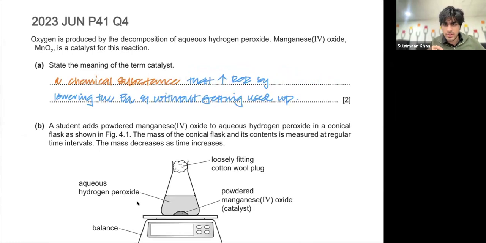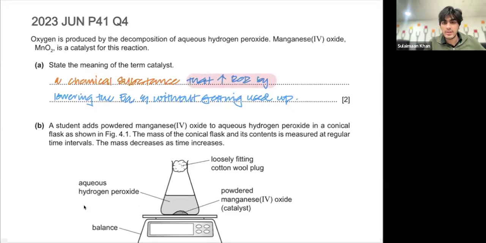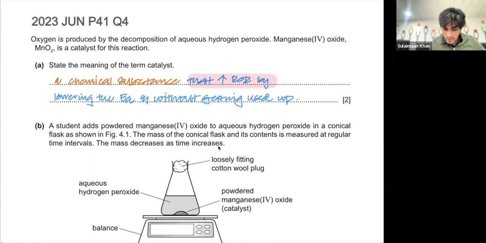What lowers the temperature or pressure? What is the mark distribution? A chemical substance that speeds up the rate of reaction, one mark for that: speeds up, increases the rate of reaction. And the second mark is lowering the EA.